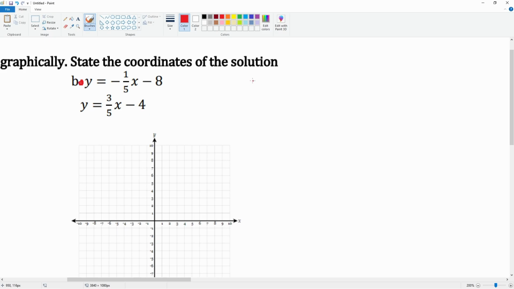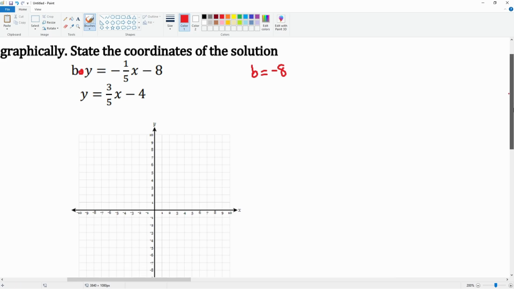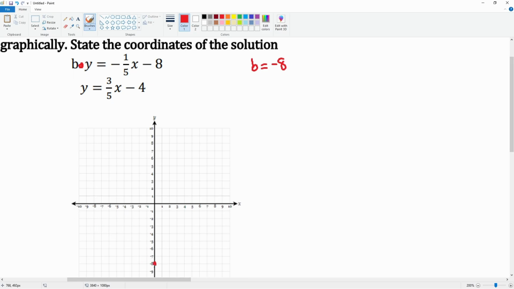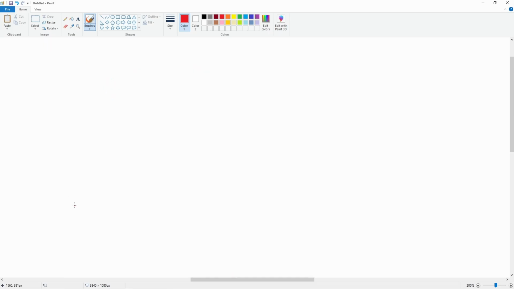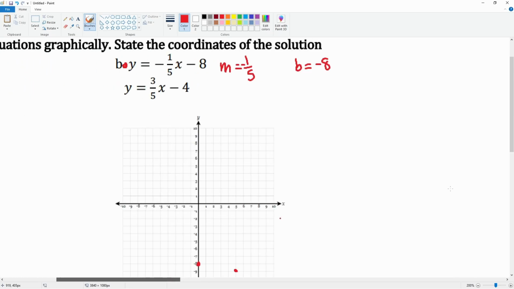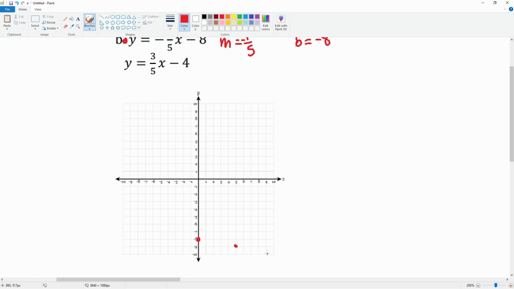In red, I'm going to graph it with the y-intercept of -8. So I go to -8. And then I notice that the slope here is -1/5. I go 1 across 5: 1, 2, 3, 4, 5. So that means it looks like this. I could also go backwards, up 1, across 5 as well. Here I can now connect it with a straight line.